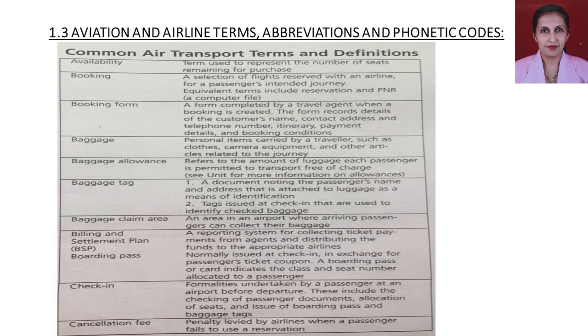So I'll repeat again. Billing and settlement plan means a reporting system for collecting ticket payments from whom? From agents, and distributing the funds, that is money, to the appropriate airline. If Emirates tickets are sold, they will give it back to the Emirates airline. If they have sold Air India tickets, they will give it back to the Air India company. So this is all for billing and settlement plan.